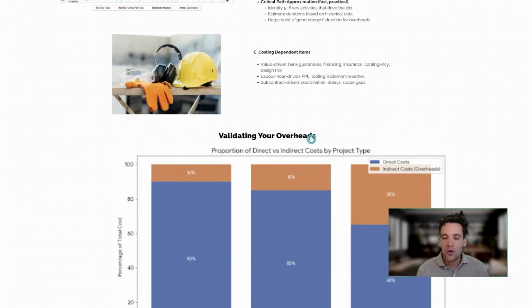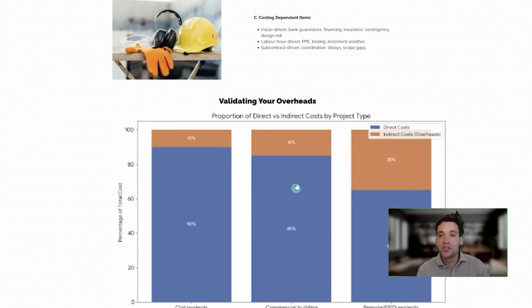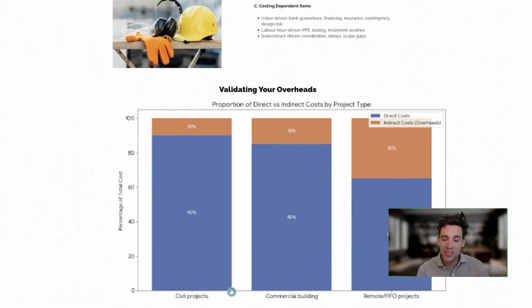Okay, so no one can tell you exactly what your overheads will be for your specific project, but here are some good rules of thumb. For a civil project where you're a relatively large self-performed business and the cost of your supervisors, that's an important clarification, would be built into your direct cost, you've probably only got 10% overhead cost.